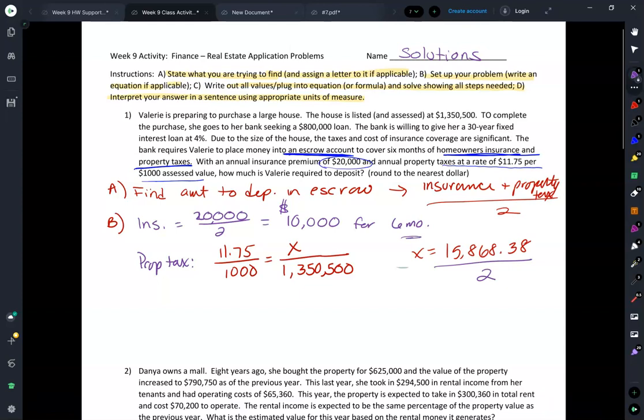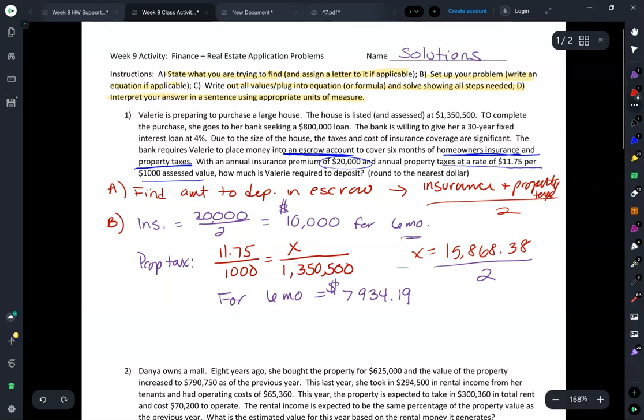So the property tax for 6 months is going to be whatever that is. You can cut it in half: $7,934, and I'll just round to 19 cents. So this is really parts A, B, and C, showing out the steps. B and C on this one kind of run together. You don't necessarily have to list out A, B, C, D, but it's helpful to make sure you have all the elements. Then the last part is interpreting that and putting it all together.